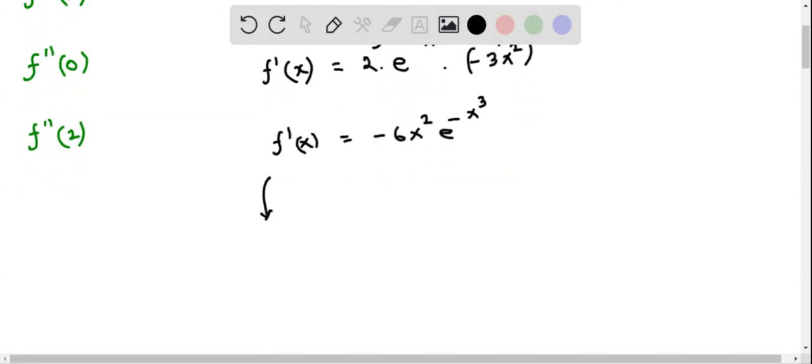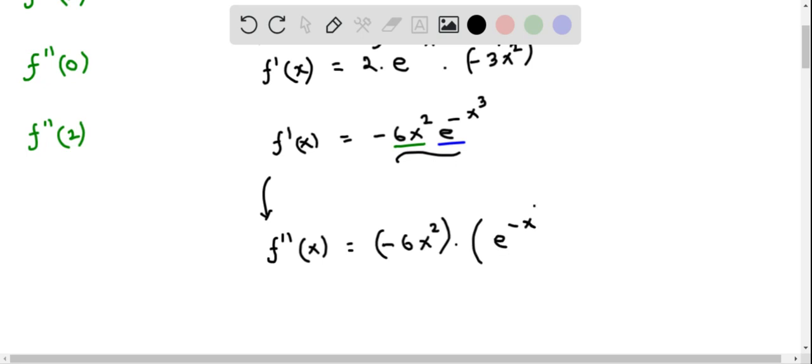So we find the derivative of f prime of x, which we write as f double prime of x. This time we have to use the product rule of derivatives to find the derivative of this expression. Let's consider the first expression as negative 6x squared, and the second term as e raised to the power of negative x cube. First, I put the first term as it is, that is negative 6x squared, and then multiply this with the derivative of e power negative x cube, which is e raised to the power of negative x cube.